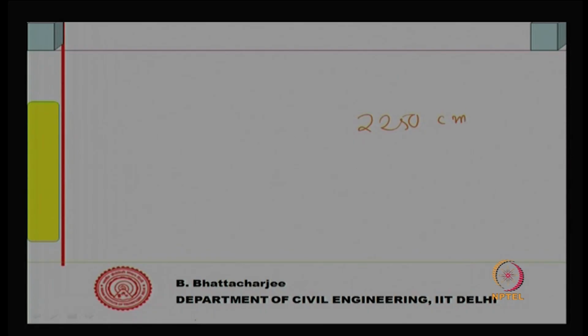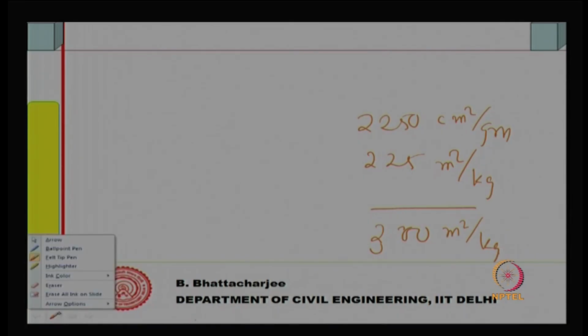The minimum specified for ordinary Portland cement is 225 meter square per kg, or 2250 centimeter square per gram. Most of the cements will have values close to 300 meter square per kg. So, most of the cements will have these values. We will come to this sometime later on.